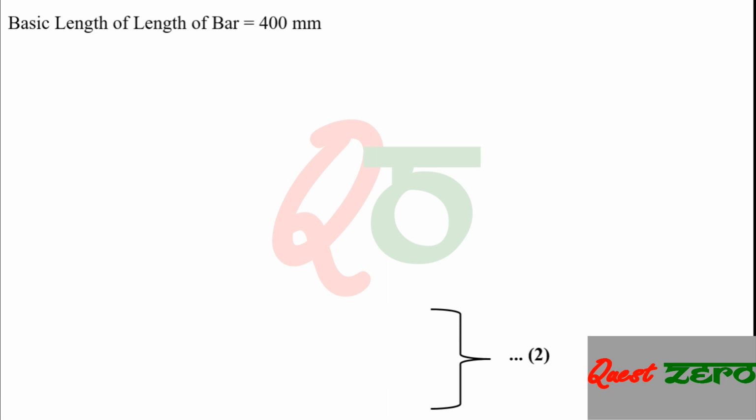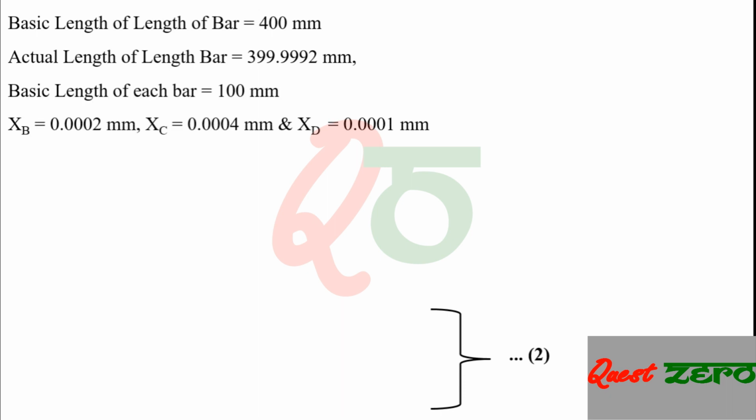So the basic length of the bar is 400 mm, the actual length of the bar is 399.99992 mm. The basic length of each bar is 100 mm, but XB is found to be the difference between A and B, which is 0.0002 mm. XC is 0.0004 mm. I'm speaking of only the difference. I'm not saying that it is longer or shorter, so no sign convention I have used. XD is 0.0001 mm.